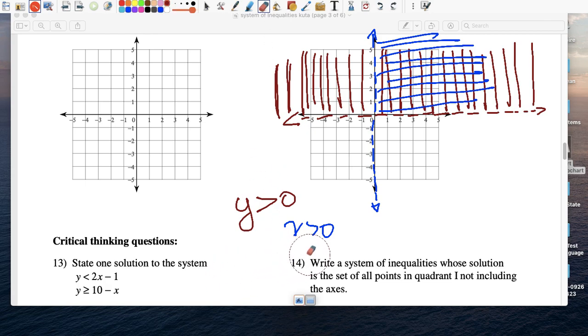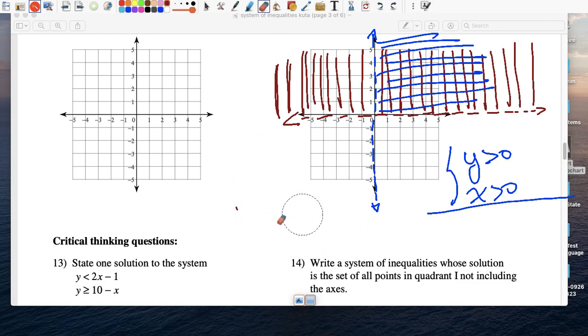Right? So the system of inequalities that would have an answer that is all the points in quadrant 1 will be y greater than 0. That's my first inequality. And the second inequality would be x greater than 0. And the solution is this area right here, right? Every single point in quadrant 1. Okay, now I shall go have dinner.